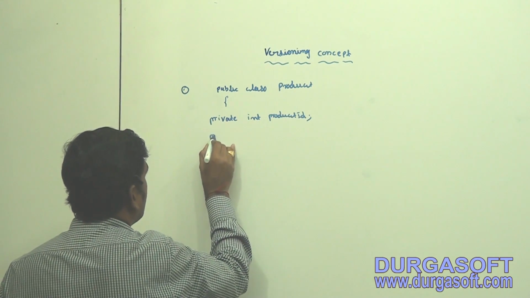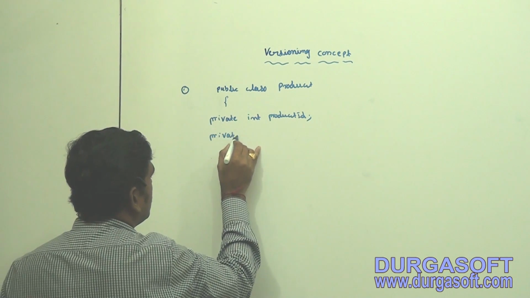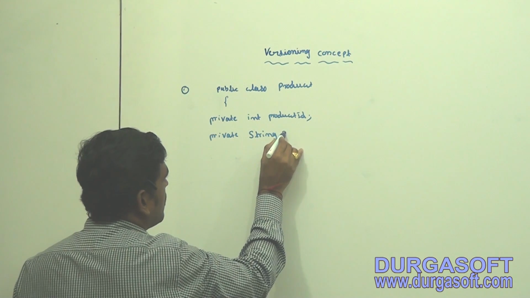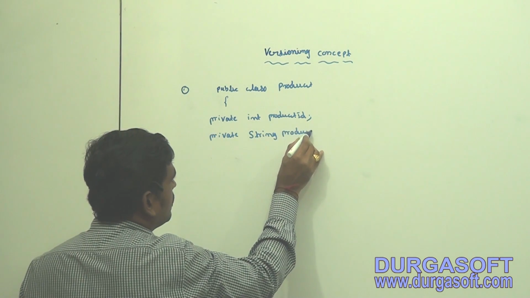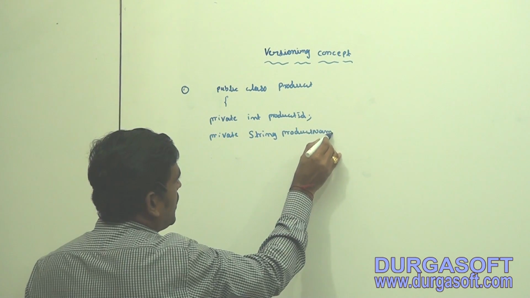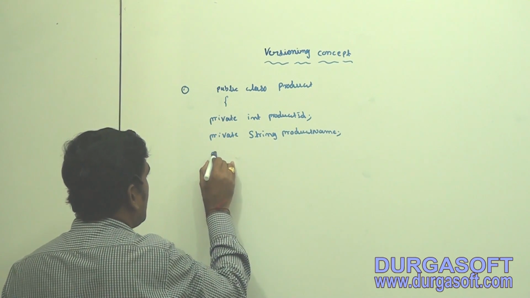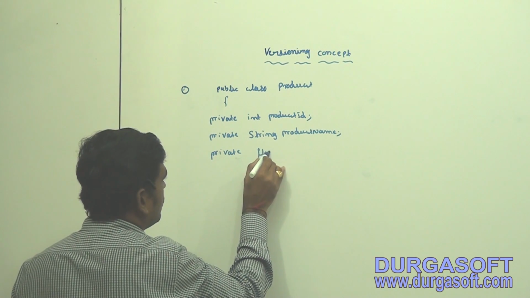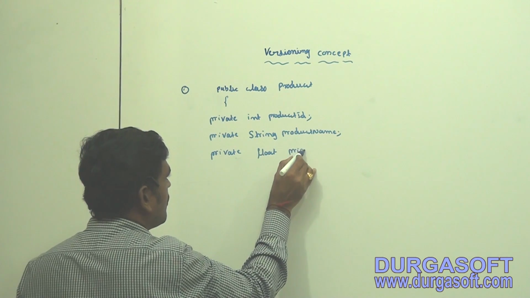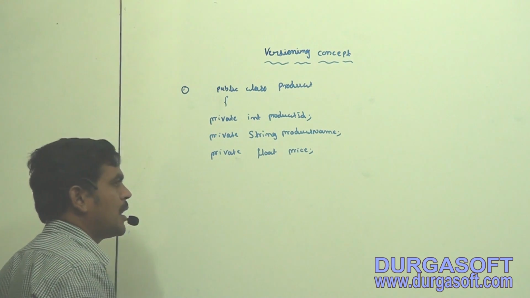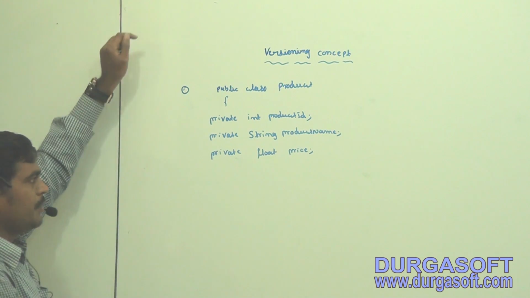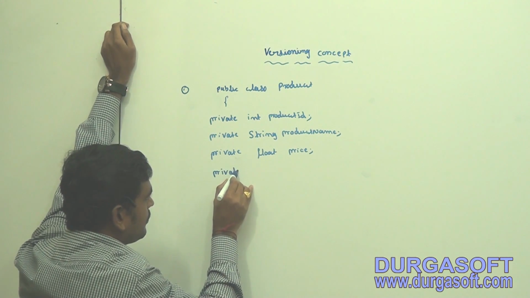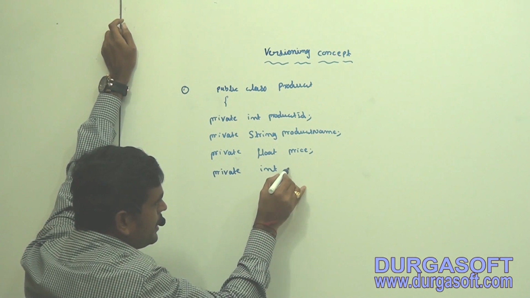The next, private String productName. The next, private float price. Apart from these fields, or these properties, we can take one more extra property, that is private int v.